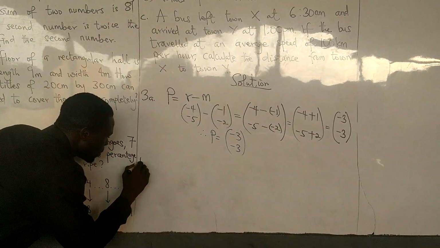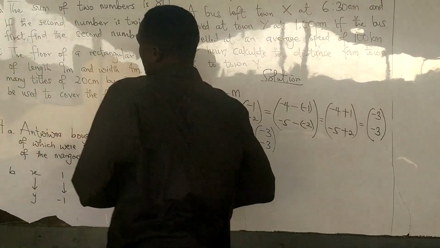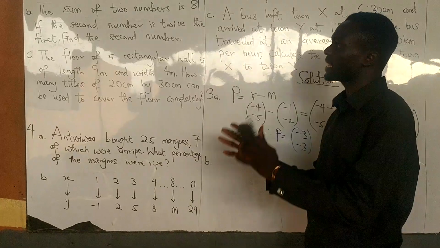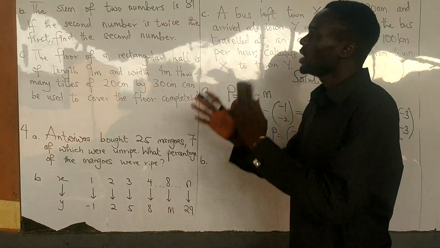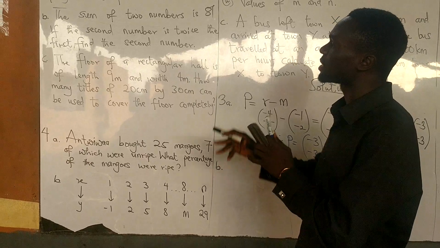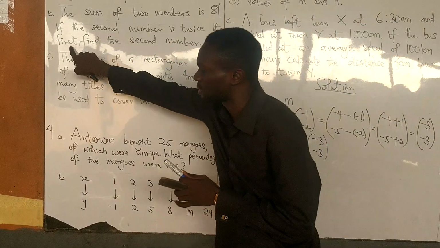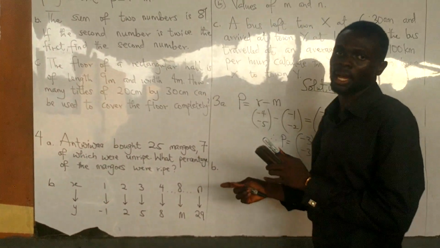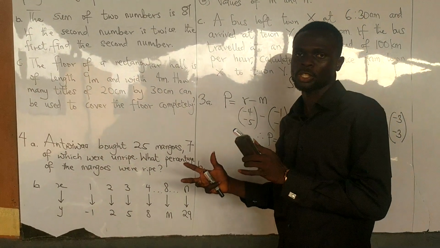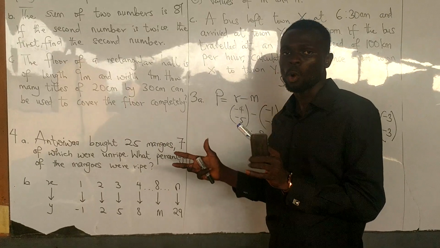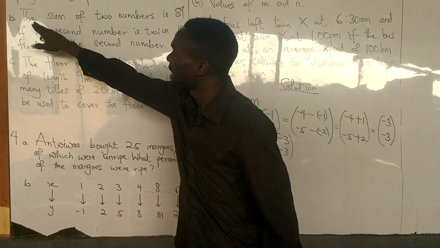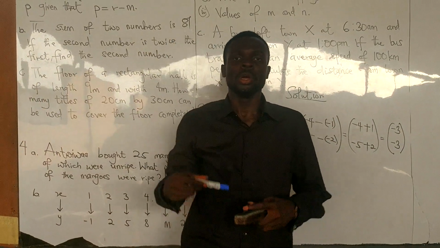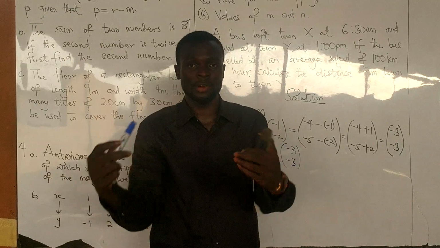Now when you come to the second one, which is b, it says that the sum of two numbers is 81. If the second number is twice the first, find the second number. This is an algebraic expression in word problem form. The sum of two numbers. We don't know those two numbers, so what do we do? We represent those numbers with variables.